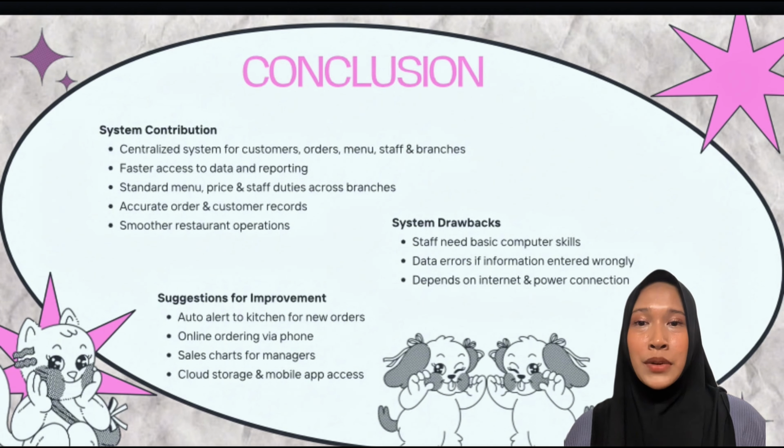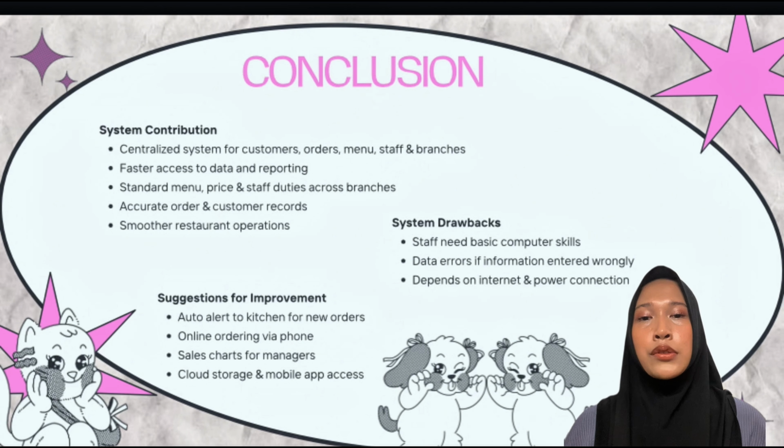To improve the system, we can add automatic alerts for the kitchen, online ordering for customers, and sales charts for managers. Using cloud storage or a mobile app will also make the system more reliable and easier to access.